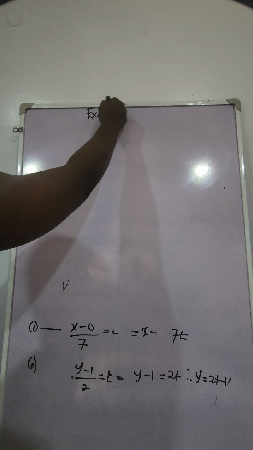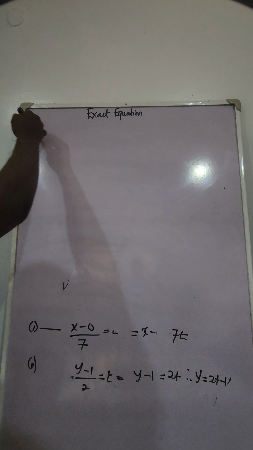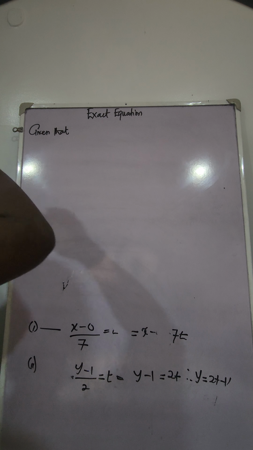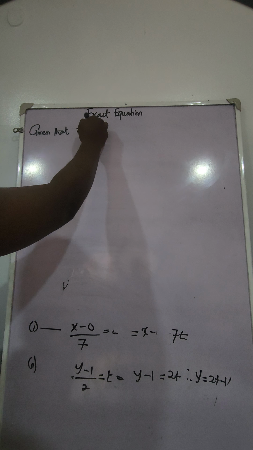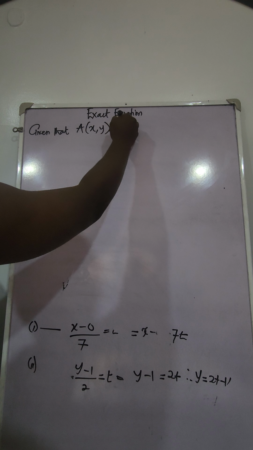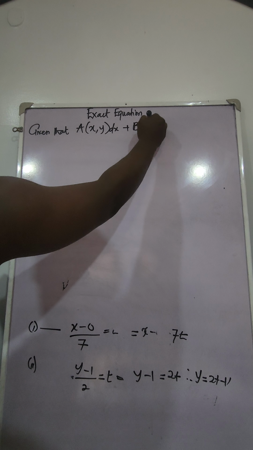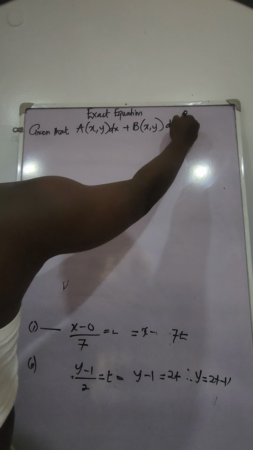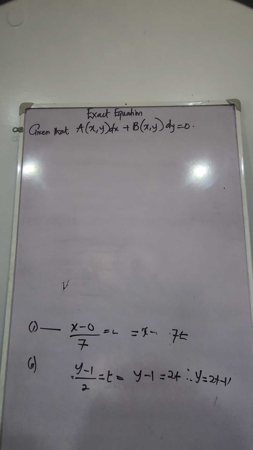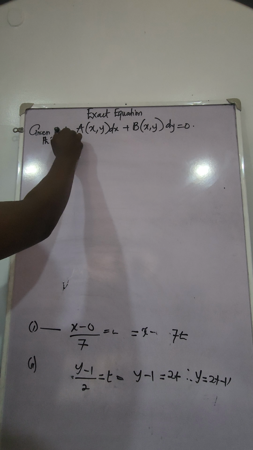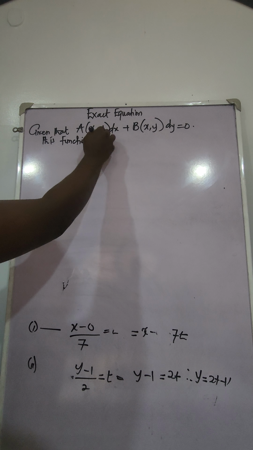The exact equations. Very powerful. The exact equation. So we said, given that A(x, y) dx plus B(x, y) dy is equal to 0, we are saying that this function will be exact.